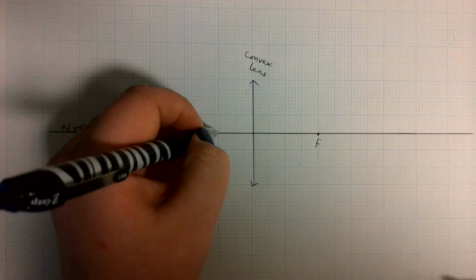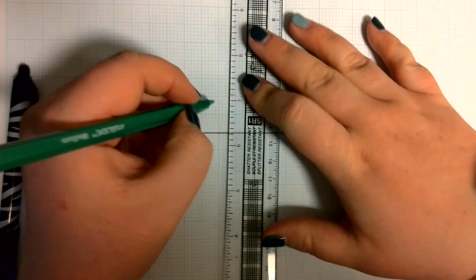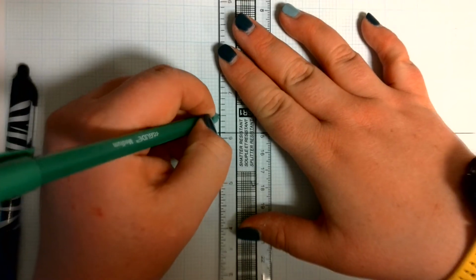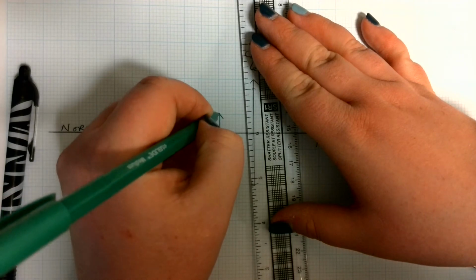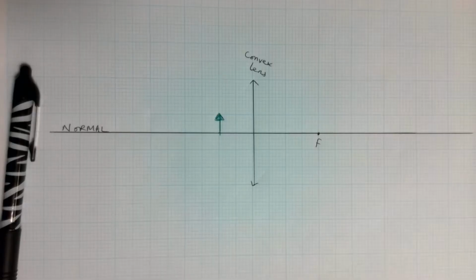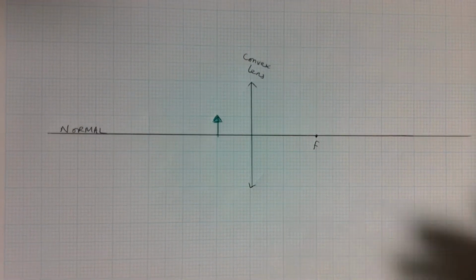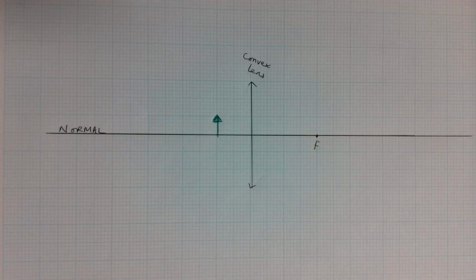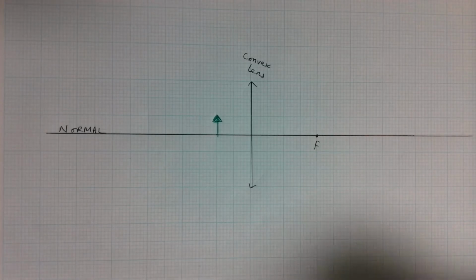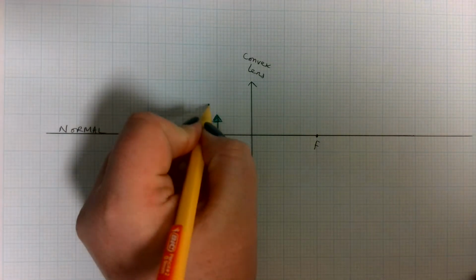So I'm going to put my object, I'll draw it in green. I'm going to put my object here. So it's exactly the same size object, but it's closer to the lens than the focal point. One big box, that's it. And let's label that the object.